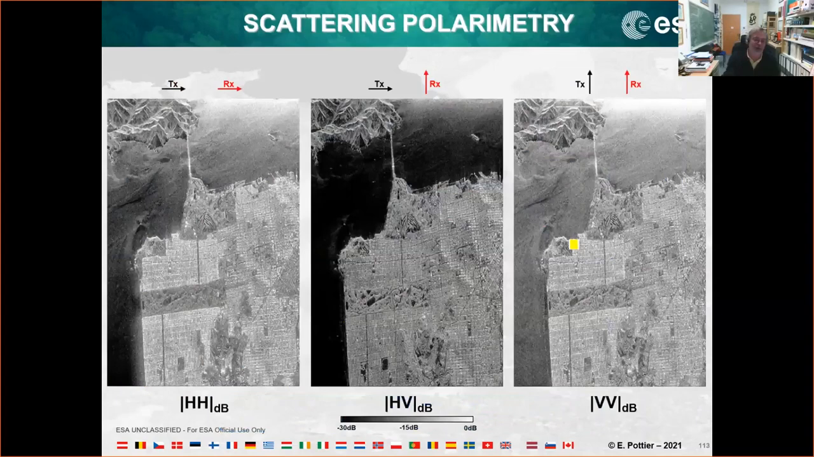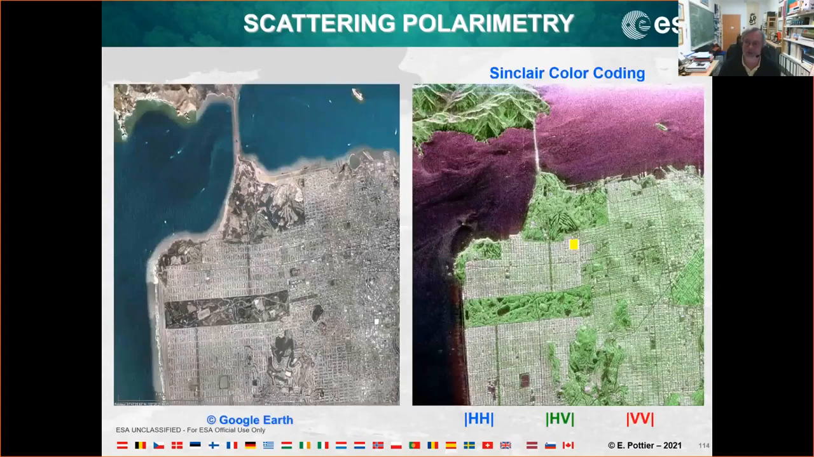So if I come back to my San Francisco area, we have the 3 information I can have at the output of my fully parametric system: the HH channel, HV, and VV channel. We have seen that it is possible to combine these 3 channels on a color image and to create this Sinclair color coding with the HH on the blue channel, HV on the green channel, and VV on the red channel.